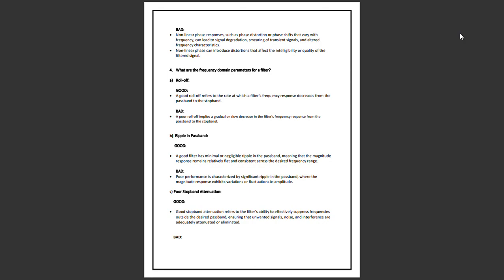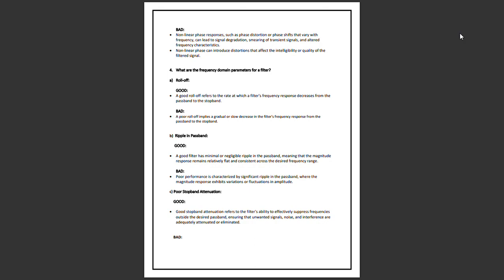B. Ripple in pass band. A good ripple in pass band. A good filter has minimal or negligible ripple in the pass band, meaning that the magnitude response remains relatively flat and consistent across the desired frequency range. A bad one. Poor performance is characterized by significant ripple in the pass band, where the magnitude response exhibits variation or fluctuation in amplitude.